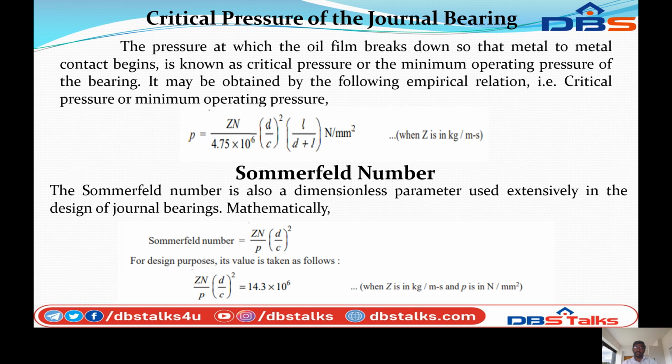For design purposes, this value is taken as follows: Zn by P into D by C whole square equals 14.3 into 10 power 6, where Z is in kg per meter second and P is in Newton per mm square. So this is the critical pressure of the journal bearing and the Sommerfeld number.